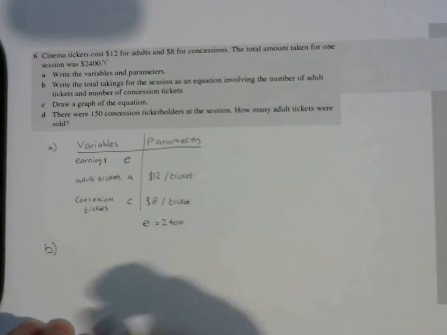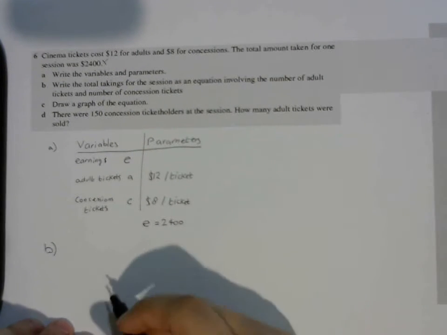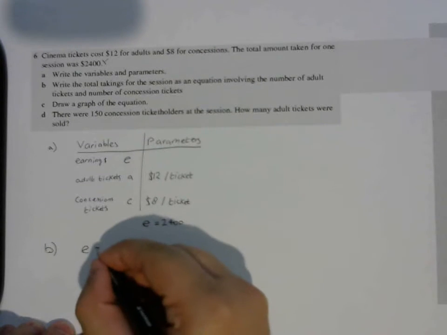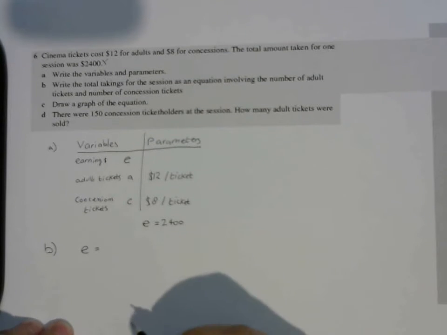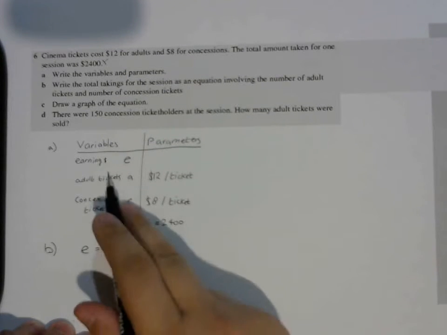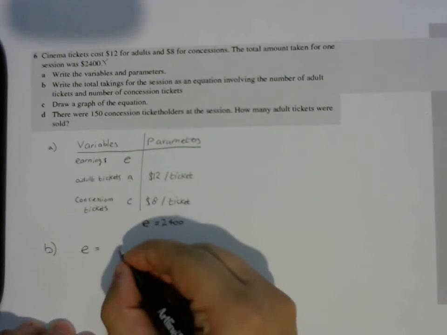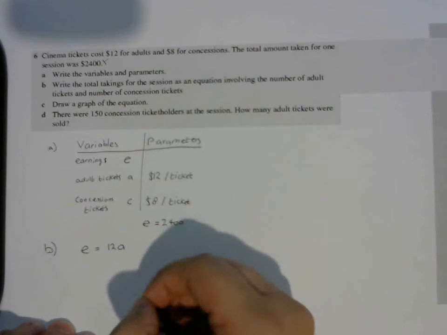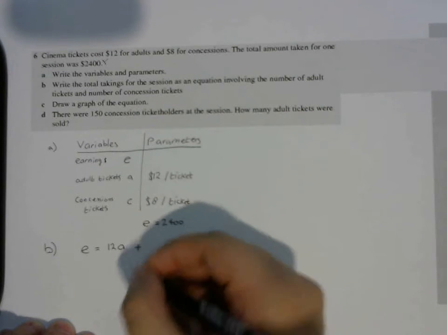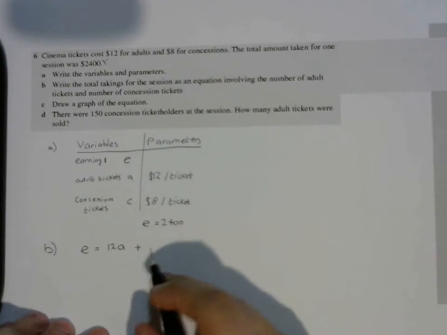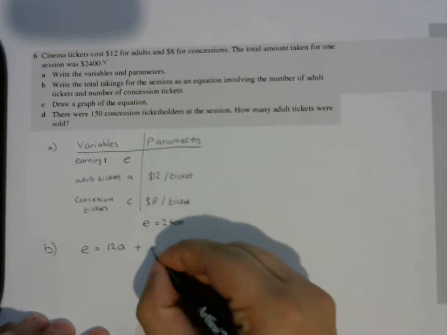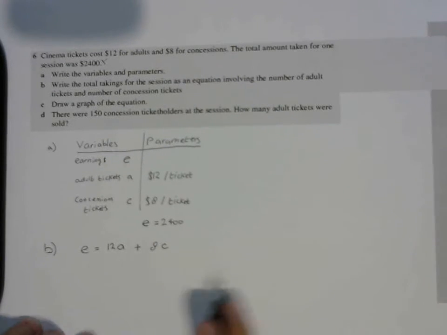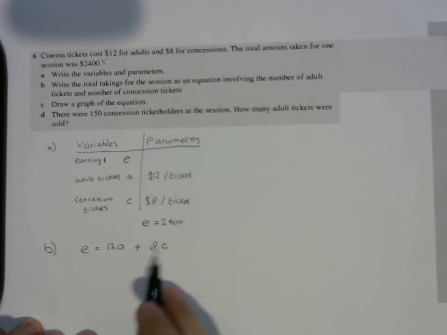Now we want to figure out the equation for total takings, or earnings is what we wrote down. So we want E equals something. Now in our case, to figure out our earnings, we need to know the number of adult tickets and multiply that by $12 per ticket. And we're going to add all of the money made from the concession tickets, which is $8 times the number of concession tickets. So my equation is going to be E equals 12A plus 8C.